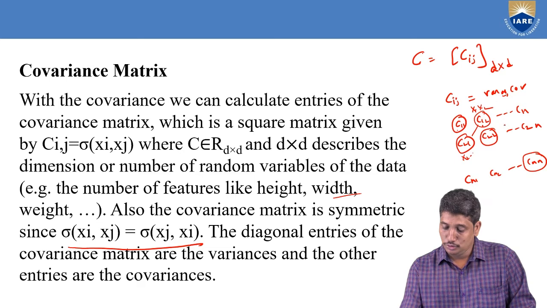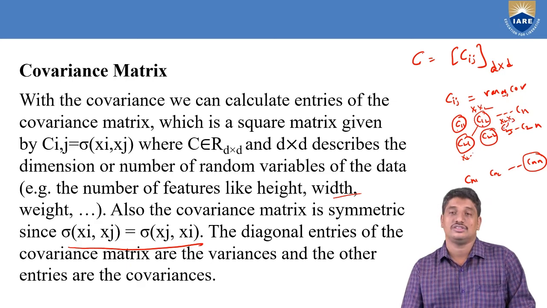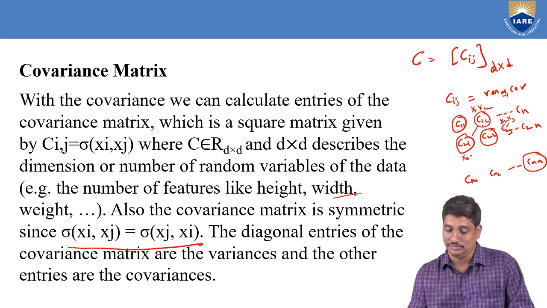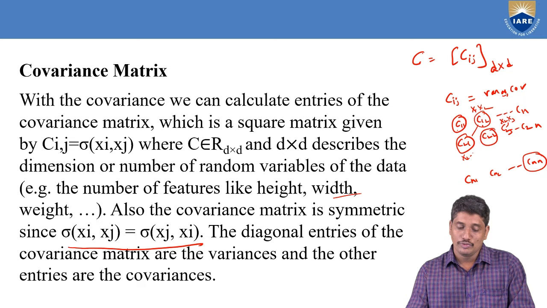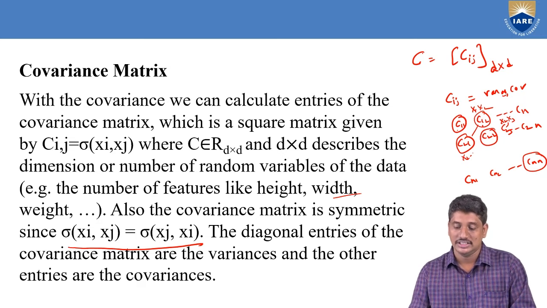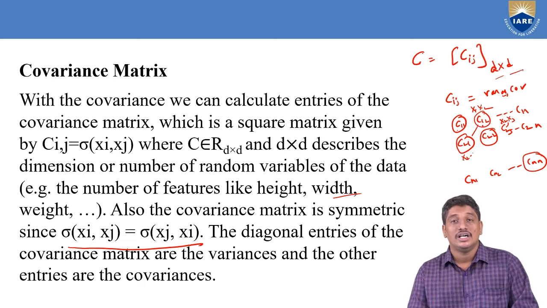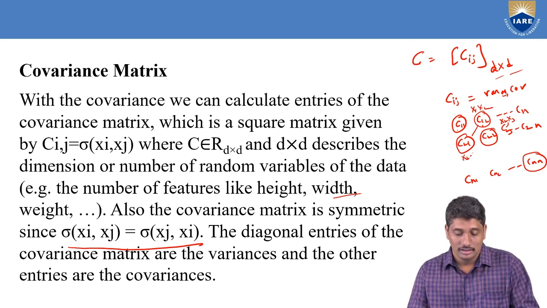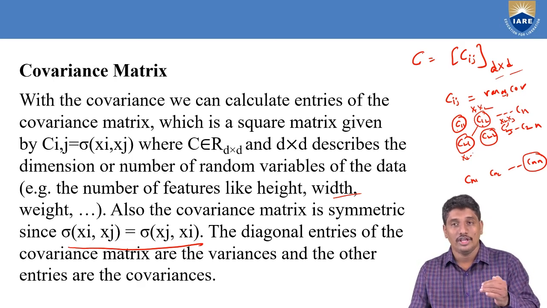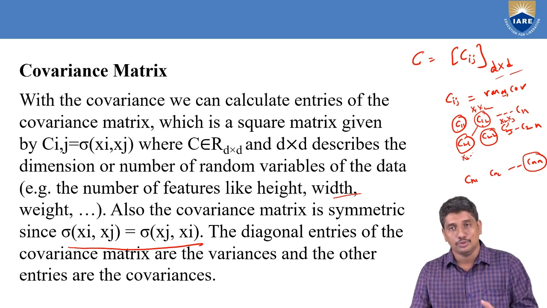Similarly, C23 means the covariance between x2 and x3 vectors. Okay, and in this way we can calculate the covariance matrix Cij with the order d by d, where d is the number of variables, the features we want to contain in our data set.